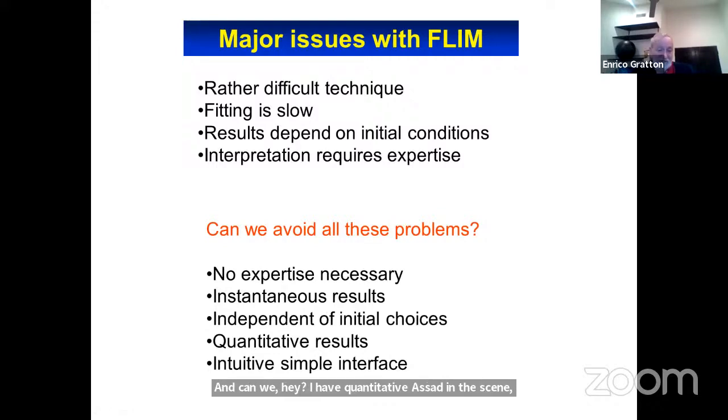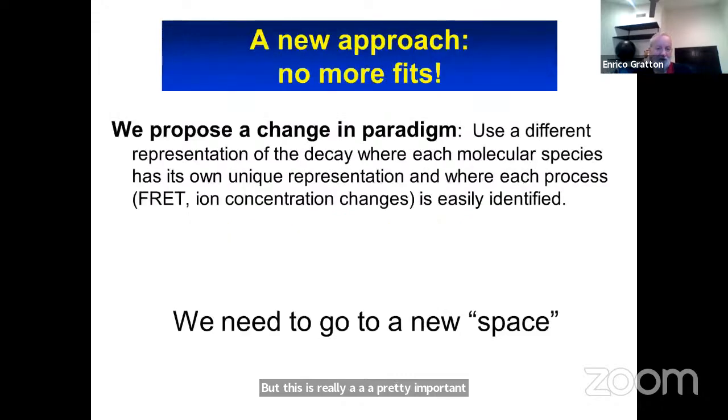Well, this is really a very important question. And in order to do that, we need to change a paradigm. The paradigm will change if we propose a different representation of the decay, where each molecular species has its own unique representation, where each process, such as FRET or ion concentration changes, is easily identified. So I want to show you how that is. That is not done by simply having a better program for minimization, but by going to a new space. So what is this new space?